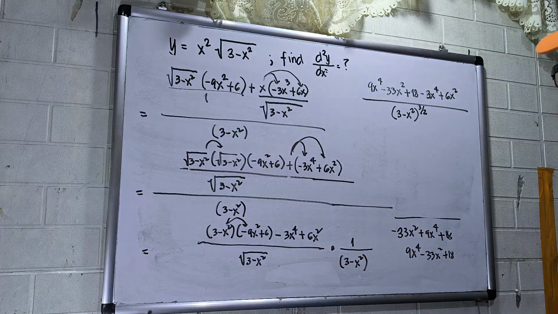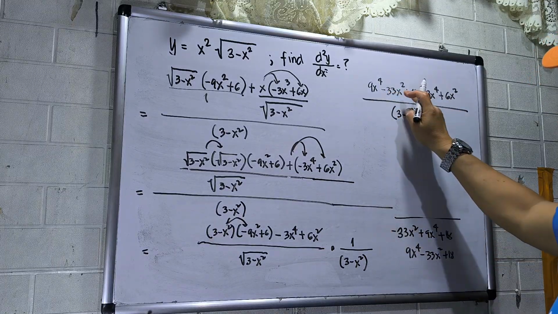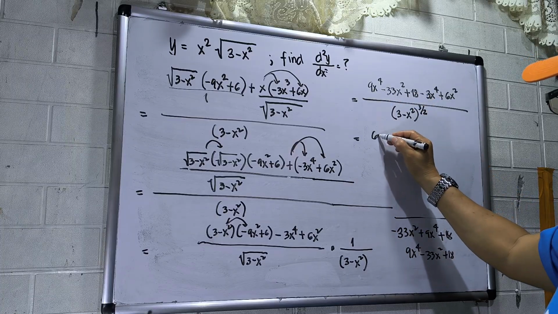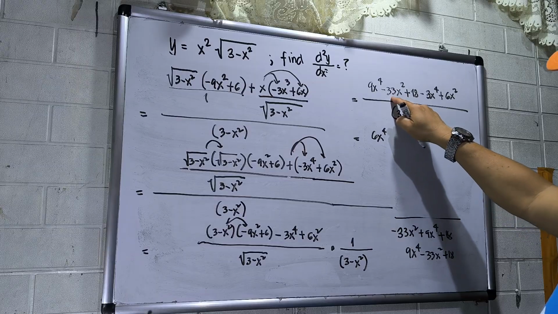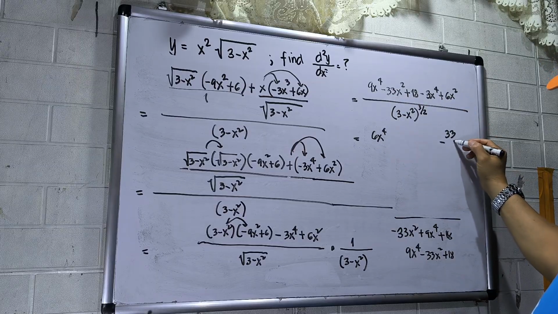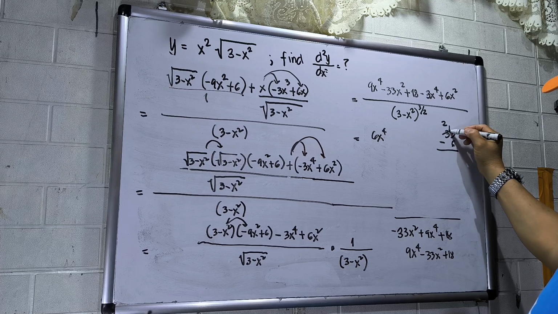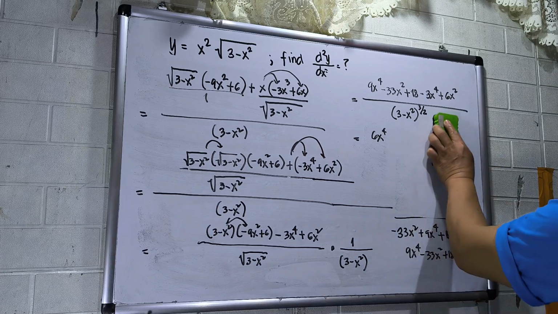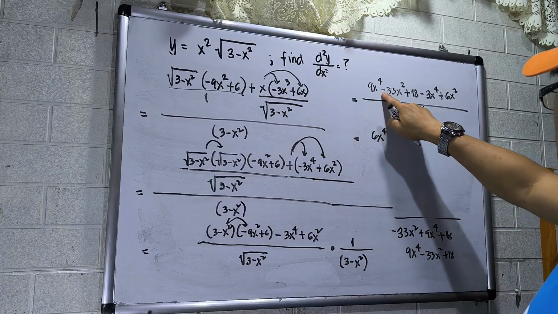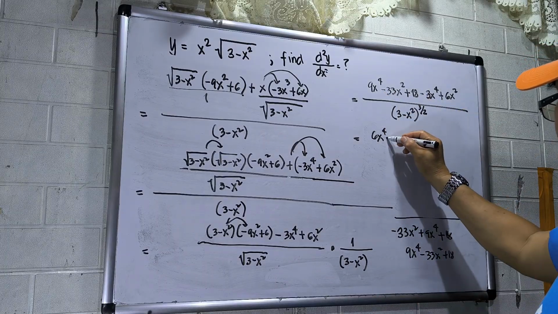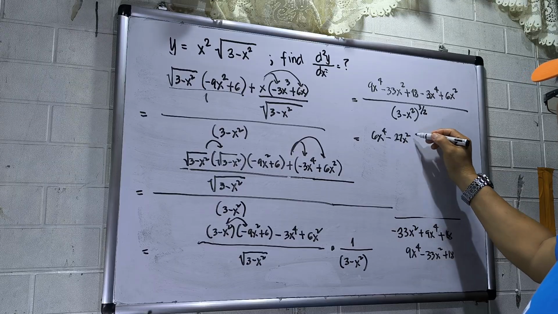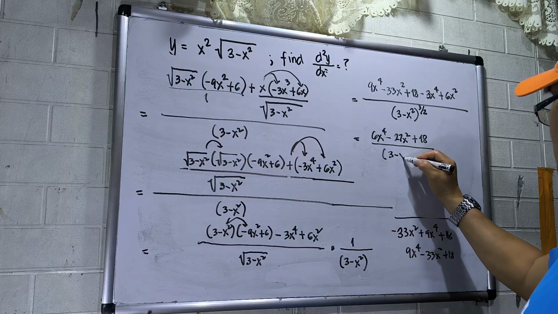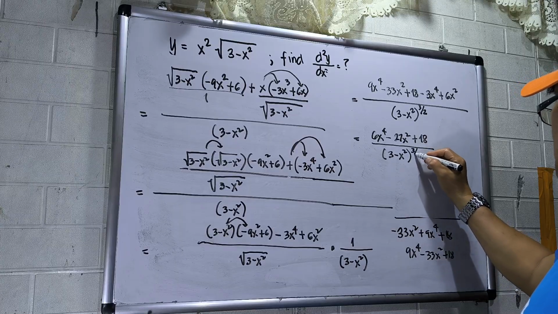3/2. Okay? So, combine this one and 3x to the 4th. So, this will be 9 minus 3, that will be 6x to the 4th. Then, 33 minus 6. So, borrow, this will be 27. Since negative 33 is bigger than 6, so this will be negative 27x squared and then plus 18. Then this will be circle brackets 3 minus x squared raised to the 3/2 power.